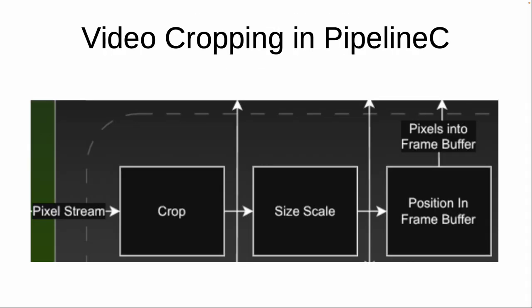So actually a friend of mine is doing this, and so he is using the Pipeline C software for it. So the pixel stream comes in, it gets cropped, it gets scaled to the right size, it gets positioned in the frame buffer, and then it goes out to the display. So Pipeline C, if you're a C developer, then obviously something like Pipeline C makes sense to you.